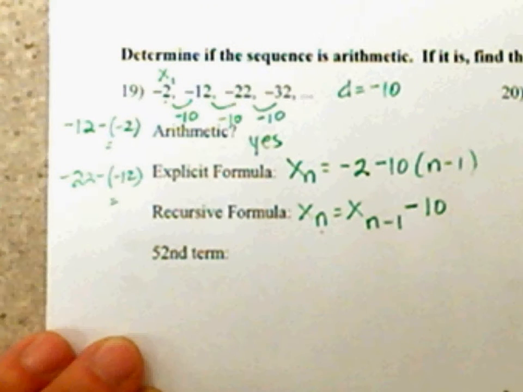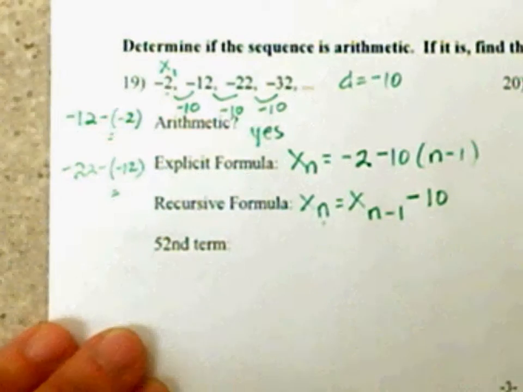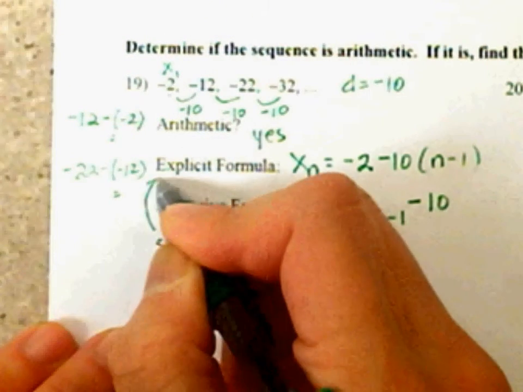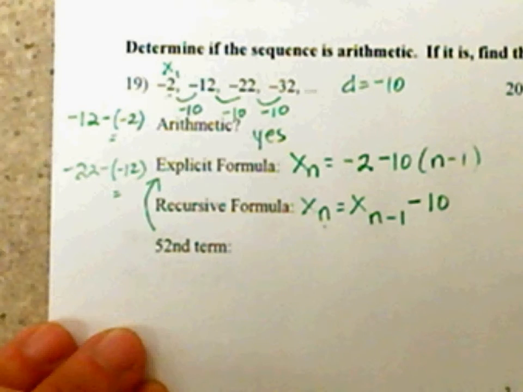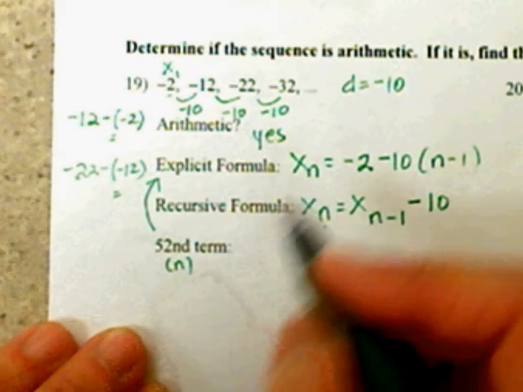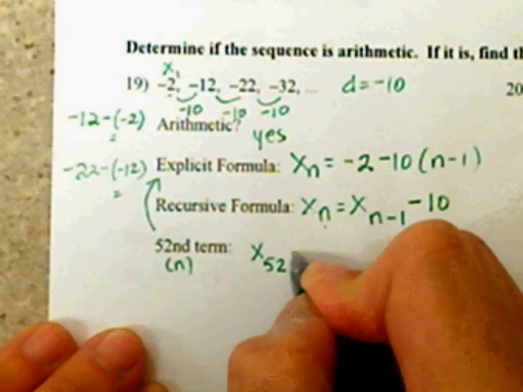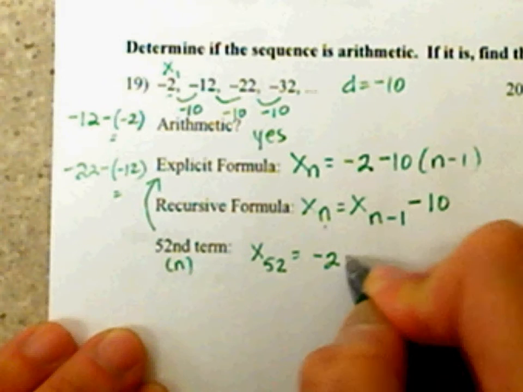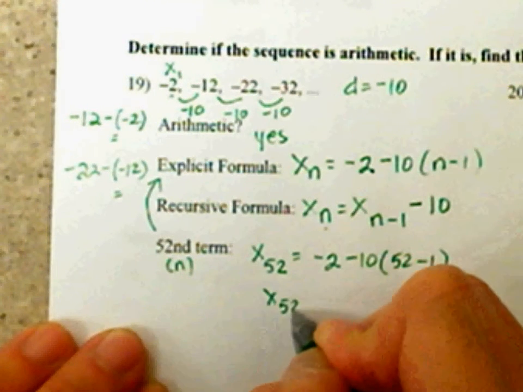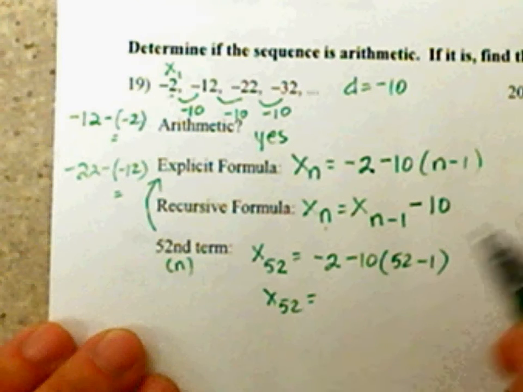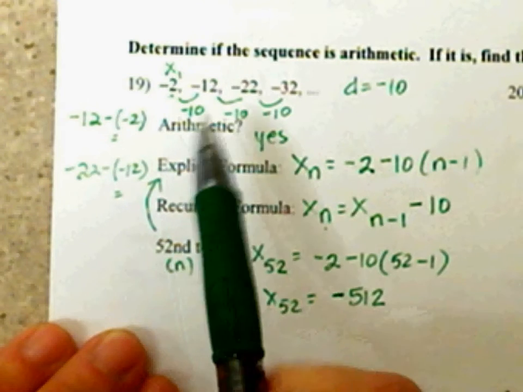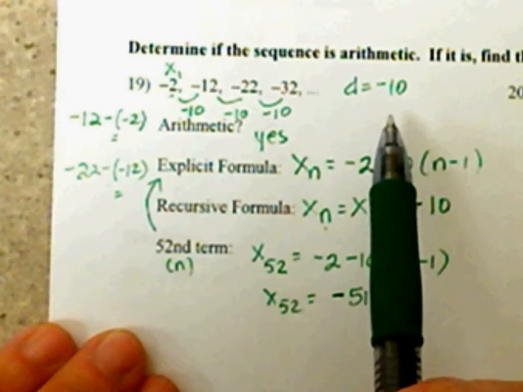Now you want to look for your 52nd term. So what formula would you use? You would use that explicit formula to look for your 52nd term. This is your n, that 52nd term. So you have x of 52 equals negative 2 minus 10 times 52 minus 1. What is my 52nd term going to be? It's going to be negative 512. So instead of me going down minus 10 all the way to 52, I plugged in this formula.